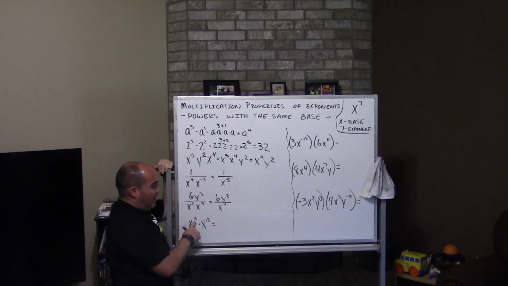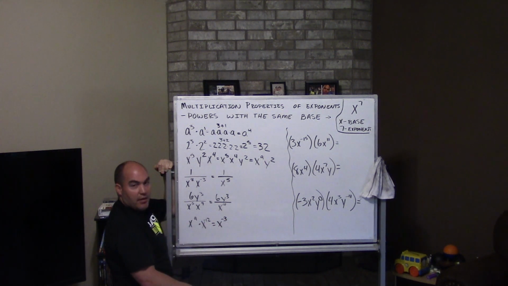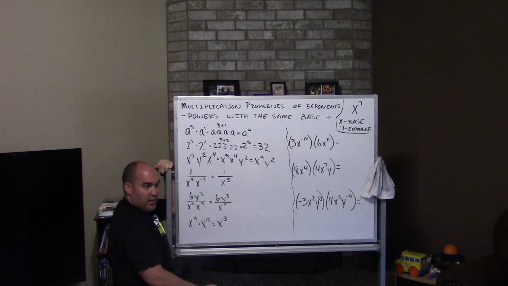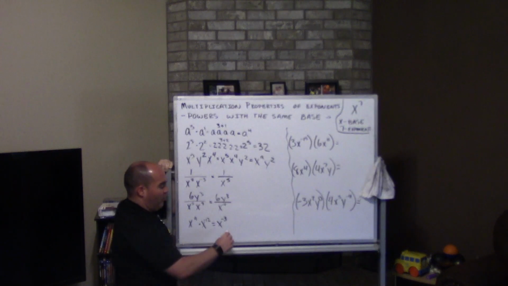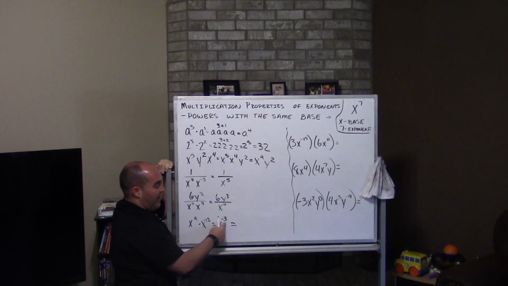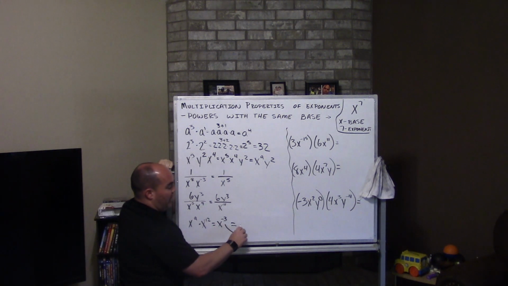Well, now when I do x to the 9th times x to the negative 12, when I add my 9 and my negative 12 together, I'm going to get x to the negative 3. I cannot leave this negative exponent in my answer. Okay, I've got to make that positive. The only way to make it positive is to remember the rule that we talked about yesterday. If I have a negative exponent, it moves the whole thing to the bottom.